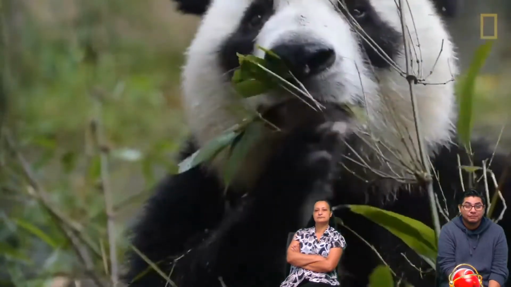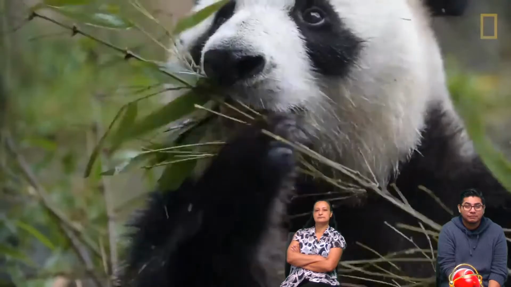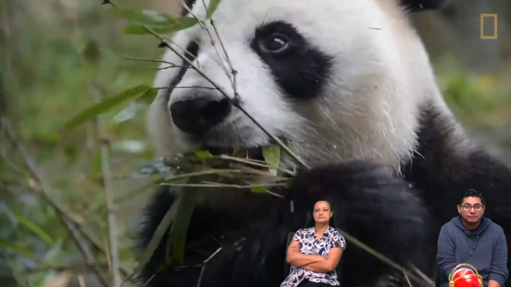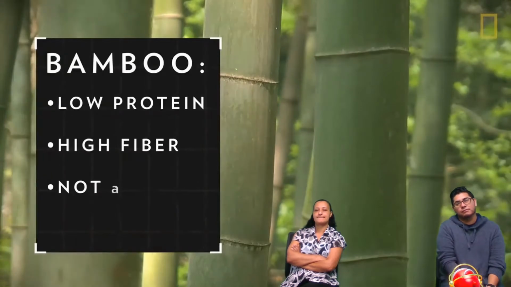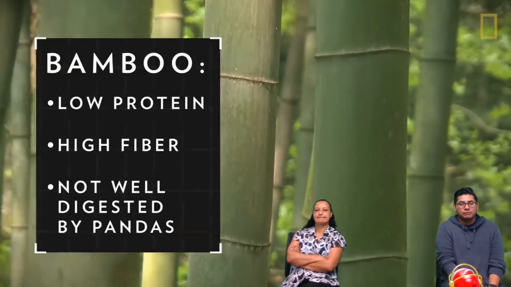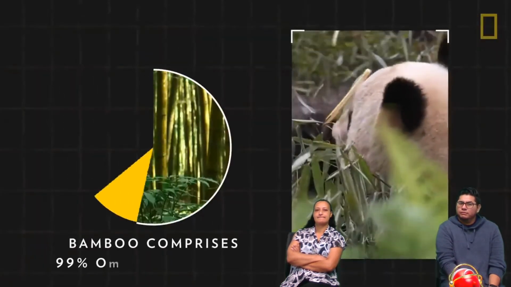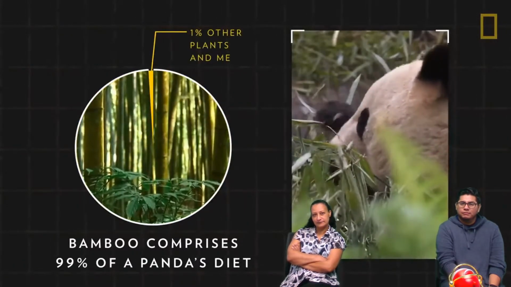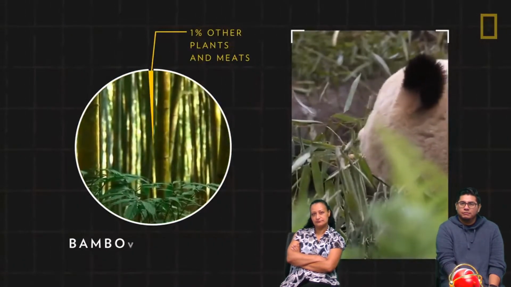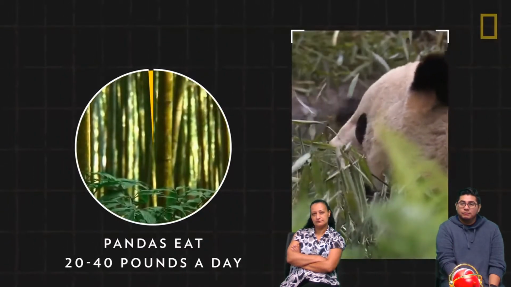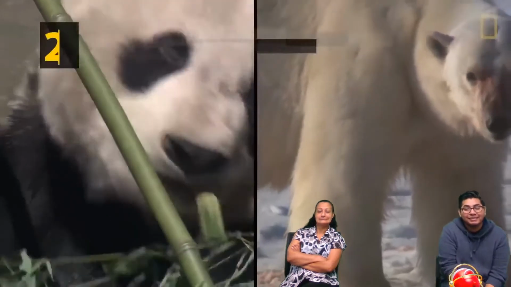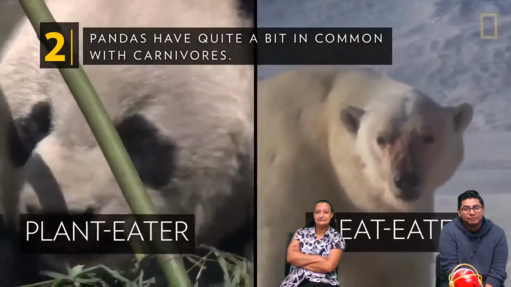To understand why pandas eat so much, you need to look more closely at what they eat. Bamboo, a giant woody grass, is a very poor nutritional source, low in protein and high in fiber that pandas can't digest well. Yet, bamboo comprises 99% of a panda's diet. To compensate, pandas need to eat 20 to 40 pounds a day. Pandas have quite a bit in common with carnivores.